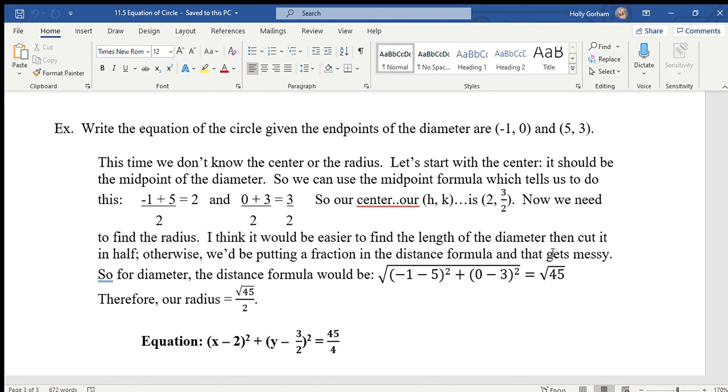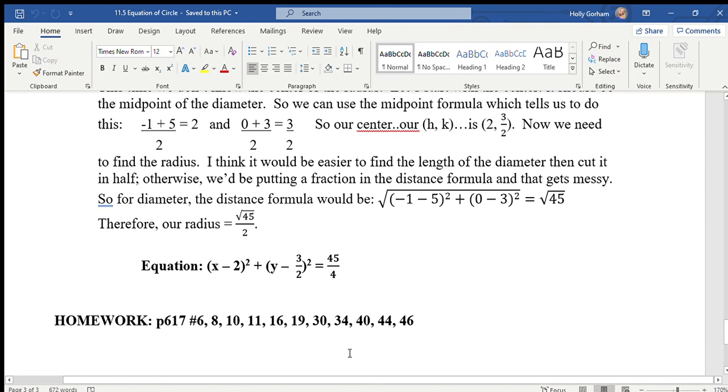So writing the equation, you take your HK of the 2 and the 3 halves. When you put it in, you get x minus 2 squared plus y minus 3 halves squared equals. Now remember, the formula says you're supposed to do r squared. Our r is root 45 over 2. You're just going to square the top, square the bottom. So if you square root 45, you get 45. And when you square 2, you get 4. So that's our equation.